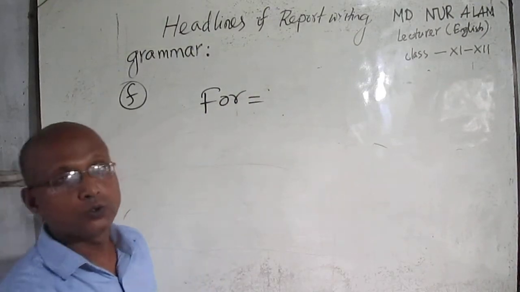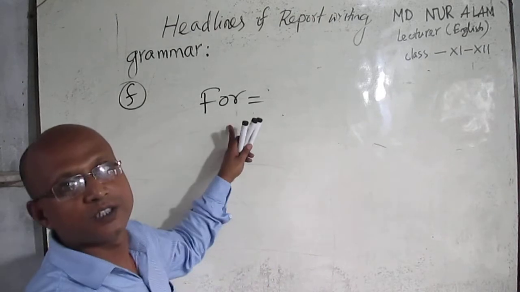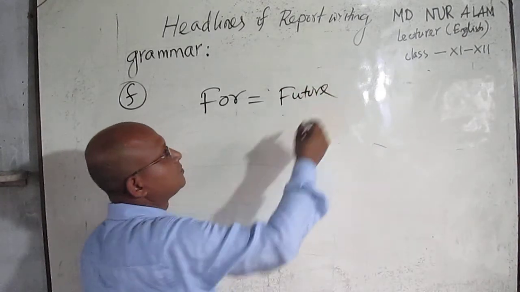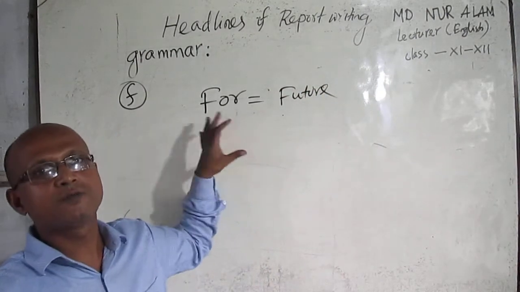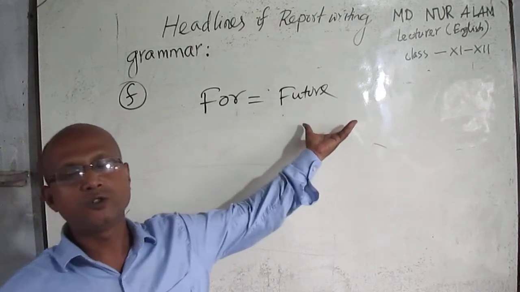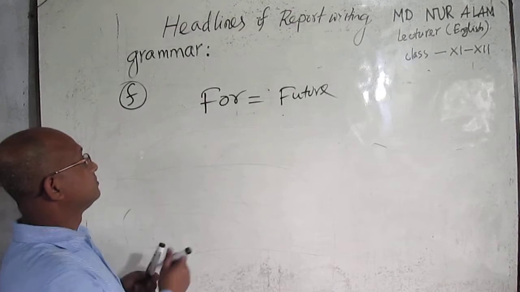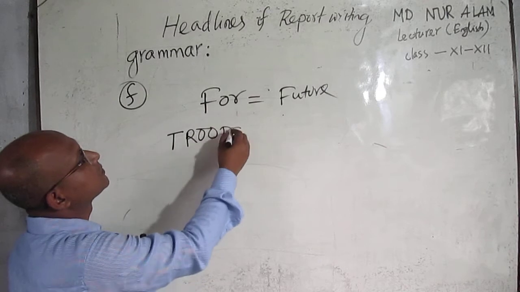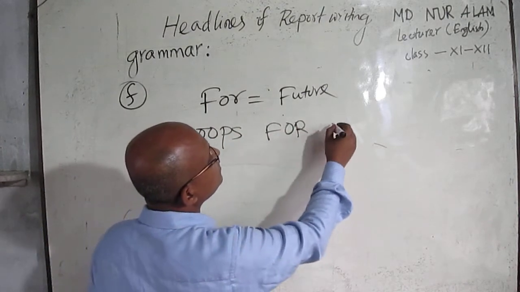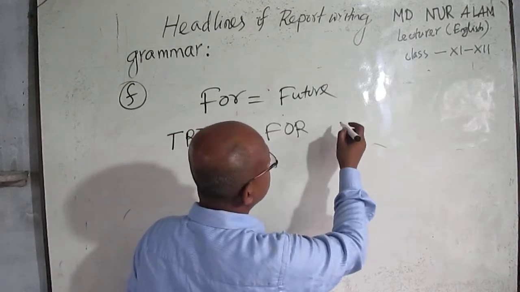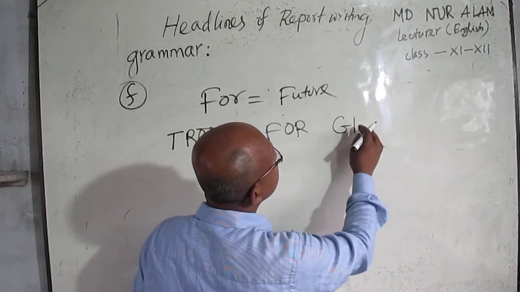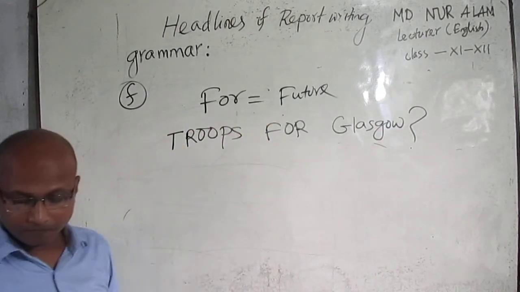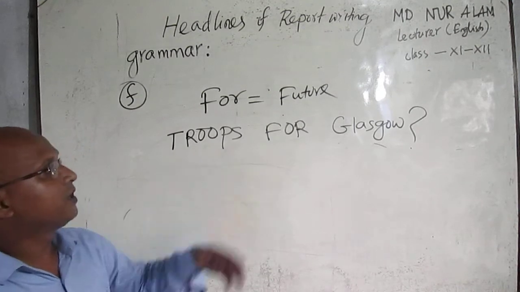One thing I would like to remind you is that for is also used for future tense. Sometimes for is used to indicate future time. Troops for Glasgow.